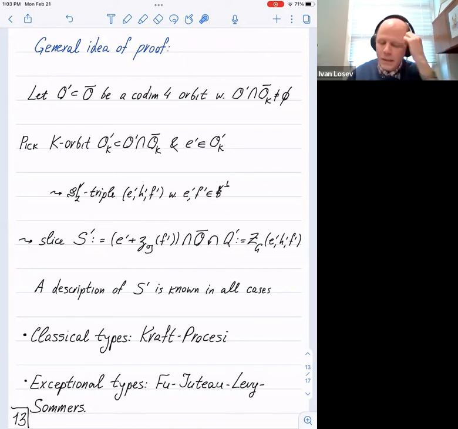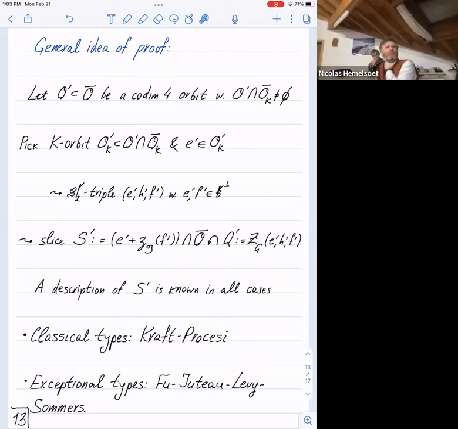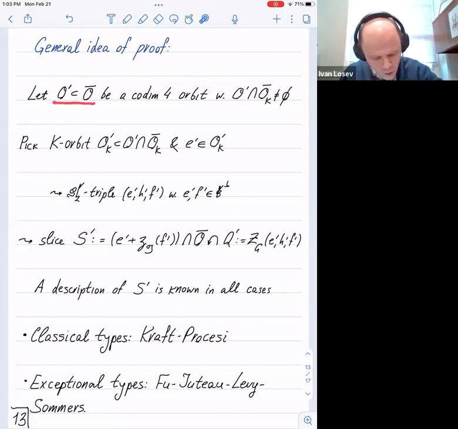So what we really need to understand is what happens along the codimension 2 strata, okay? And they come from codimension 4 orbits in the closure of the G orbit. So let's pick one of these orbits, let's call it O prime. Let's suppose that this intersection here is non-empty, and let's pick a K orbit inside of the intersection. It now has codimension 2 in the closure of O_K.